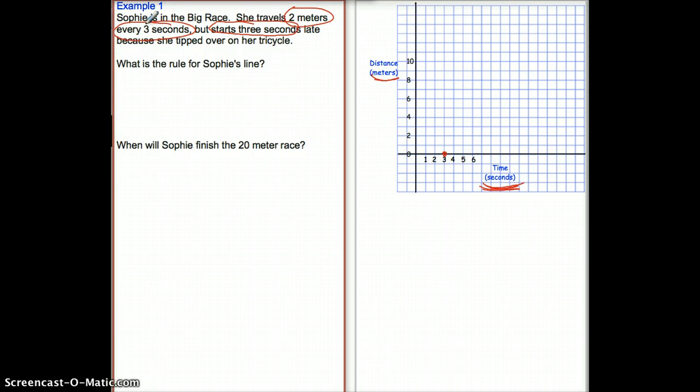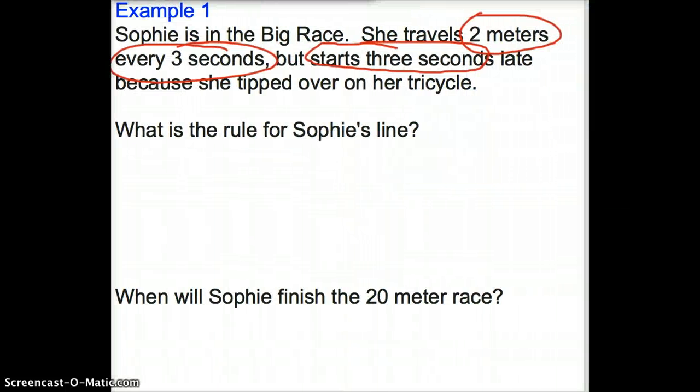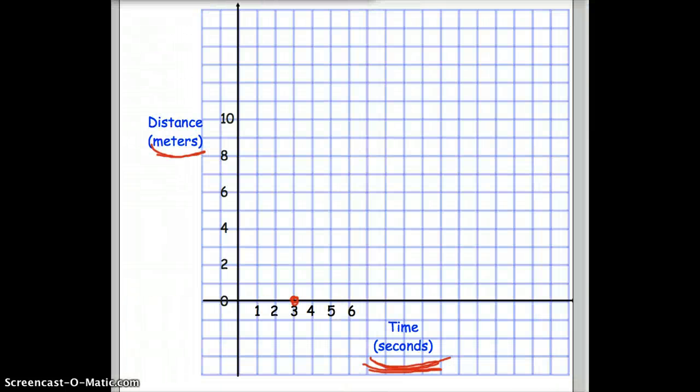So we're going to go 2 meters every 3 seconds from this point. So that means that I'm going to go up 2 meters every 3 seconds. So 2 meters, 3 seconds. And that's my next point. And I'm going to do that again to find more points. 2 meters in 3 seconds. And I can keep doing this, 2 meters every 3 seconds, to create a nice sketch of my graph.